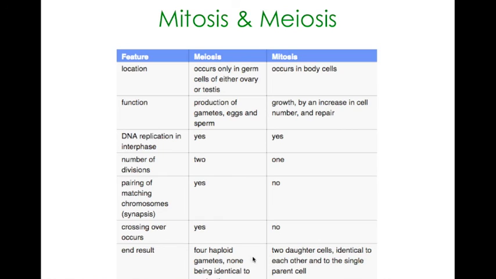And in the end result, you've got 4 haploid cells, none of them identical to each other in meiosis, but you've got 2 daughter cells that are exactly identical to the parent cell in mitosis. So you can see that mitosis serves a different function: growth, increase in cell number, and repair, so you want many copies of the same thing. However, meiosis is specifically for the purpose of sexual reproduction, which is aimed at genetic variation, and so once again, you have a very different process that allows you to produce genetic variation. Okay, so that is a summary of meiosis.